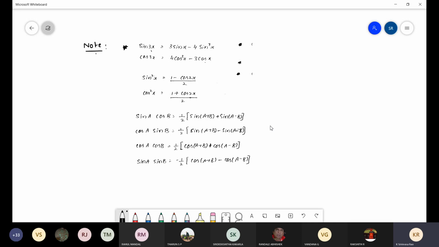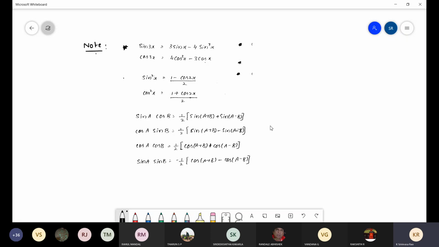So if they give sine cube, you should write the formula: sine cube is equal to what? It should be in terms of degree 1, that is, sine power 1 only. The angle may be more: 1x, 2x, 3x, 4x. That is okay, but the sine power should be 1 only. Similarly for cos cube x.